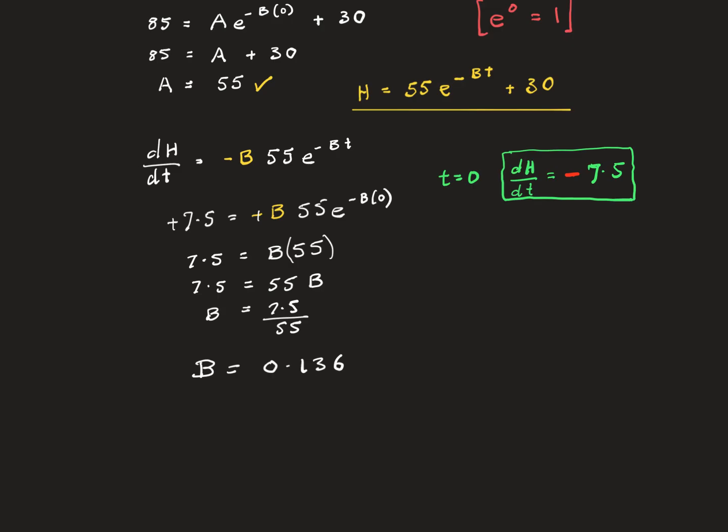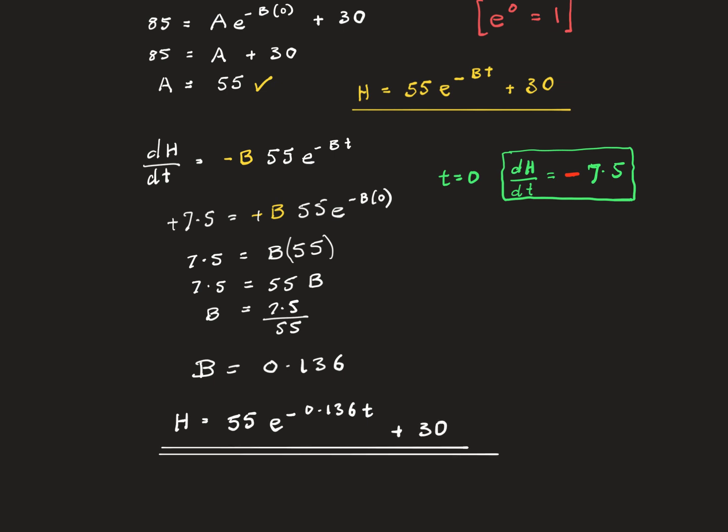We want the whole equation linking all of this. So we can write H is equal to 55 e to the minus 0.136t plus 30.